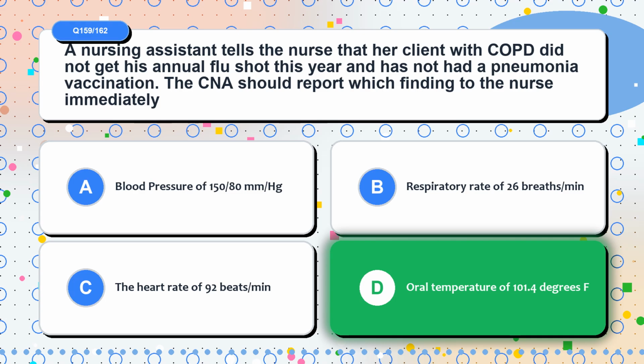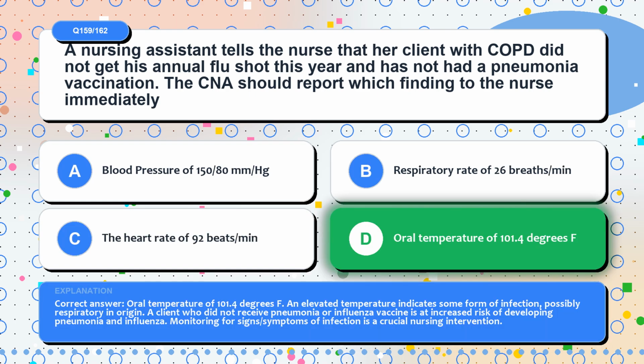The correct answer is option D. Oral temperature of 101.4 degrees F. An elevated temperature indicates some form of infection, possibly respiratory in origin. A client who did not receive pneumonia or influenza vaccine is at increased risk of developing pneumonia and influenza. Monitoring for signs and symptoms of infection is a crucial nursing intervention.